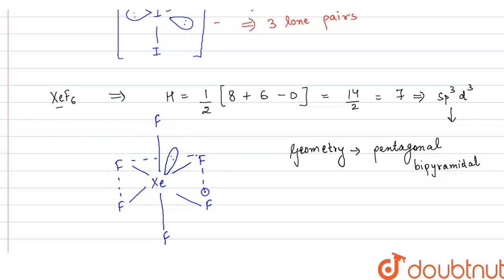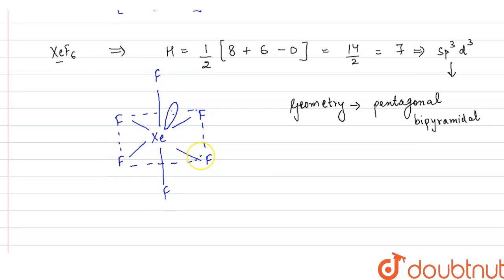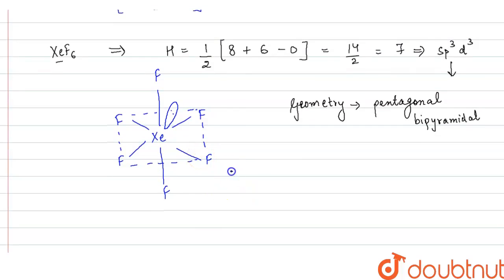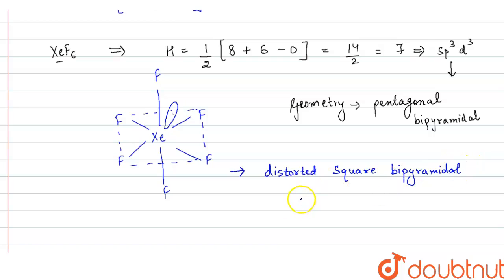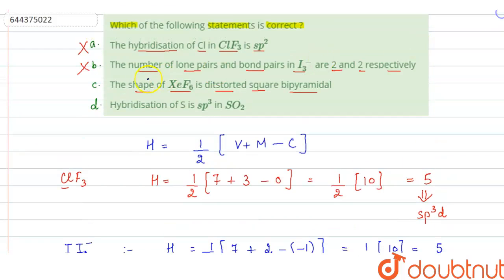So it is basically distorted. It is distorted square bipyramidal. So its shape is distorted square bipyramidal. This is the shape of XeF6, and this shape is due to the presence of one lone pair. So here statement C is correct. The shape of XeF6 is distorted square bipyramidal.